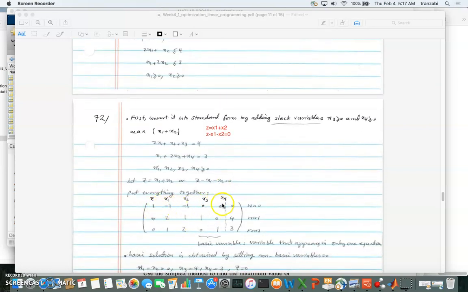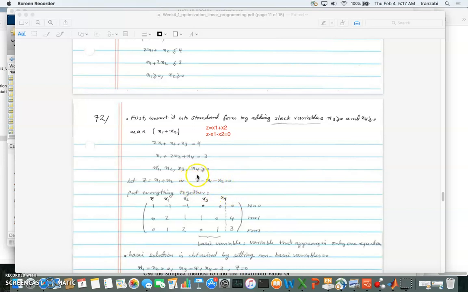The first line of this matrix is just the objective function, z minus x1 minus x2 equal to 0. I just put the coefficients down in this line. The coefficient for z is 1. The coefficient for x1 is minus 1. The coefficient for x2 is minus 1. There is no x3 here, there's no x4, so the coefficients for those are 0. And the right-hand side is also 0. So I'm done with the objective function.